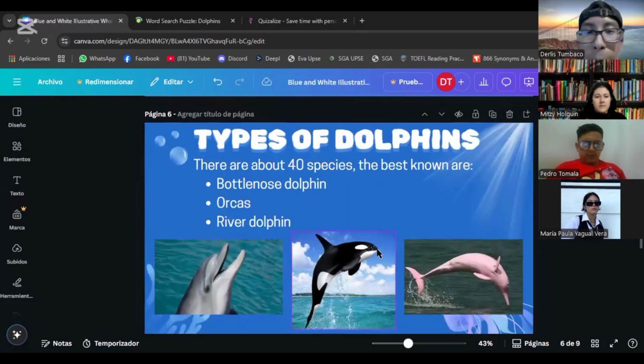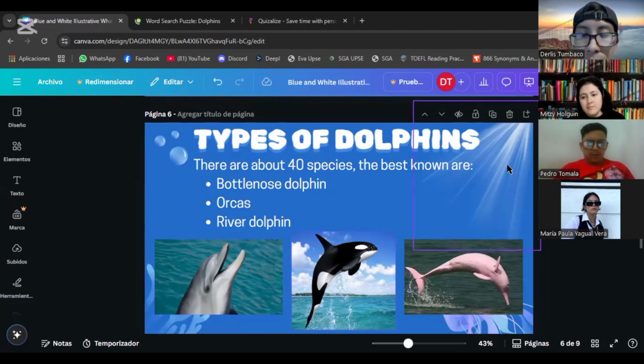There are about 40 species. The best known are bottlenose dolphin, orcas, and river dolphin. Okay, thank you. There are currently around 40 species of dolphin recognized by scientists, but I'm saying around. I'm not saying that there are 40 with accuracy because 32 species belong to the oceans and the other five belong to the rivers. In this case, you can appreciate in the photos three types of dolphins.